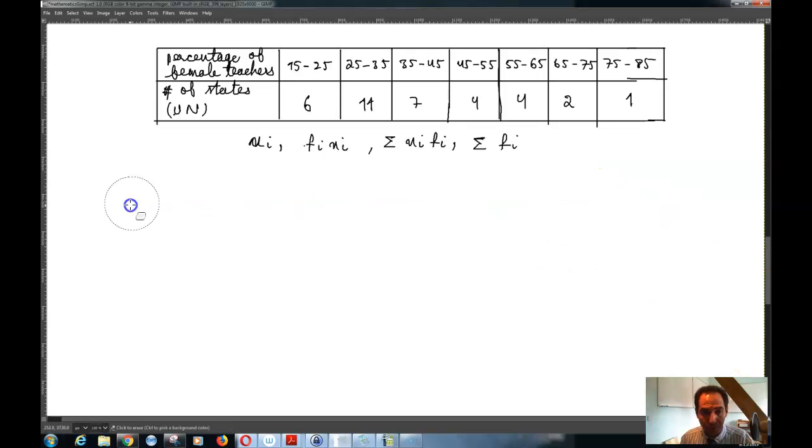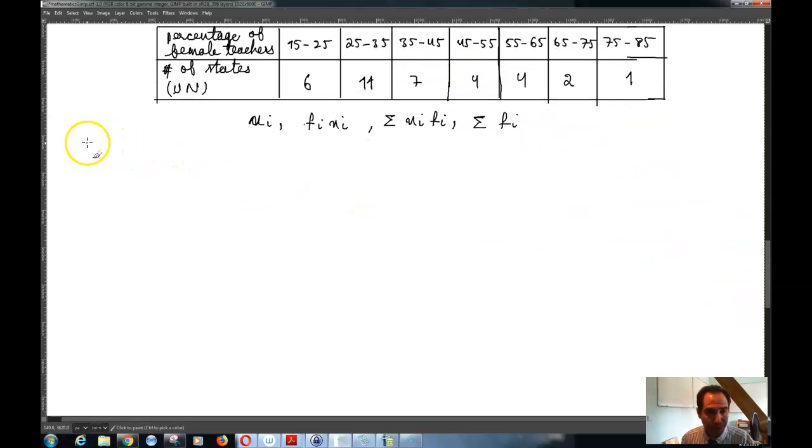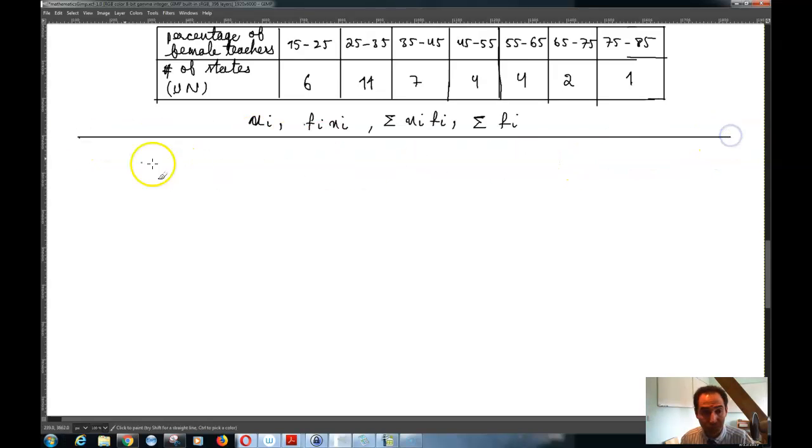So I'm going to create a new table based on this table, and I'm going to write, for example, the percentage of female teachers, or I'm just going to write this as class. I'm going to write them as class intervals.